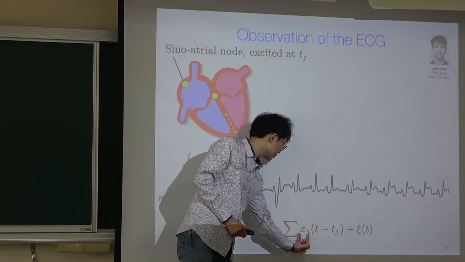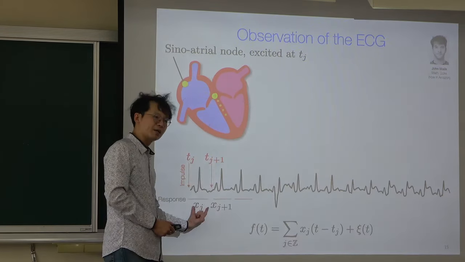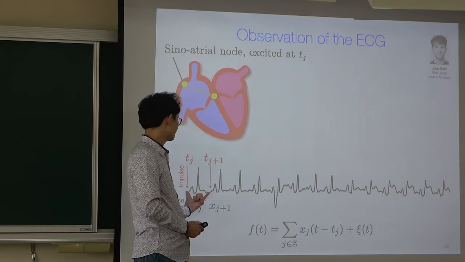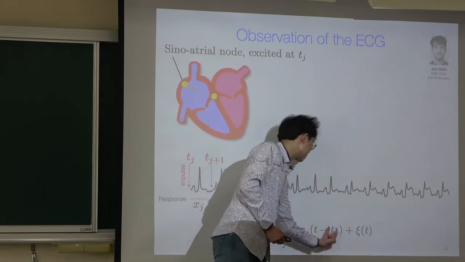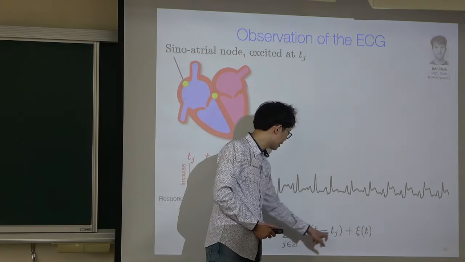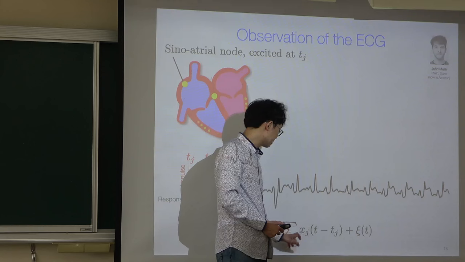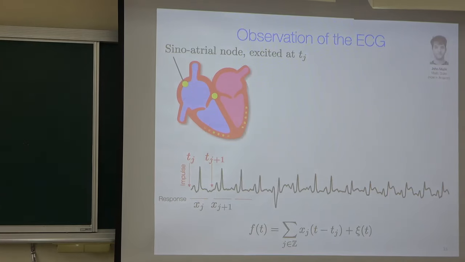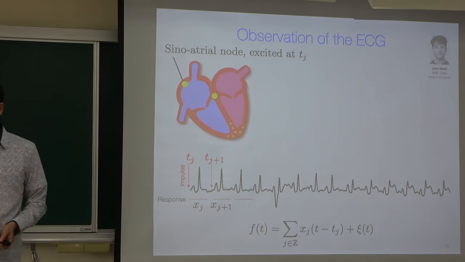If you view the ECG signal from this perspective, you can rewrite it in the following way. There will be several electrophysiological activities. I denote it as xj, and this xj is an L2 function, compactly supported around 1 heart cycle, and you put it at time tj, and you put it again and again. Every time at time tj, you stimulate a cardiac activity called xj, and then you add some noise.